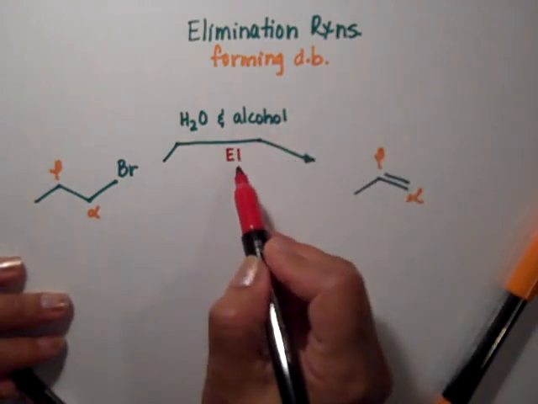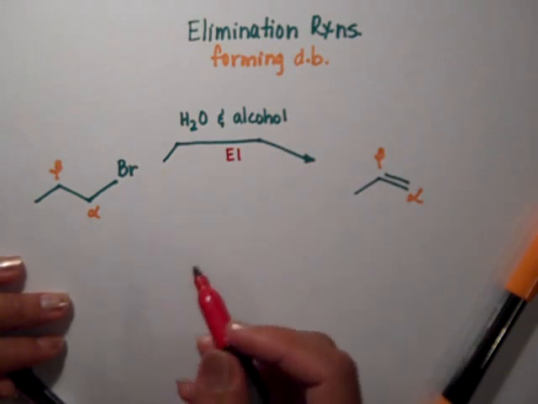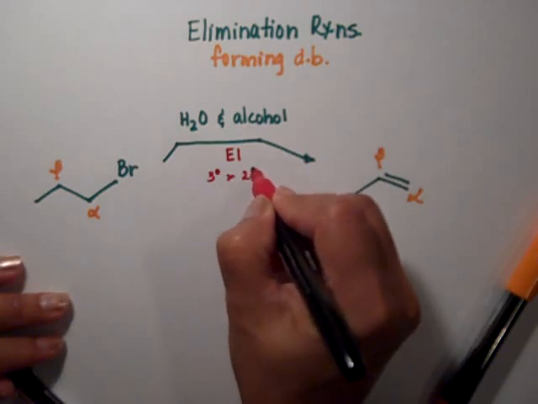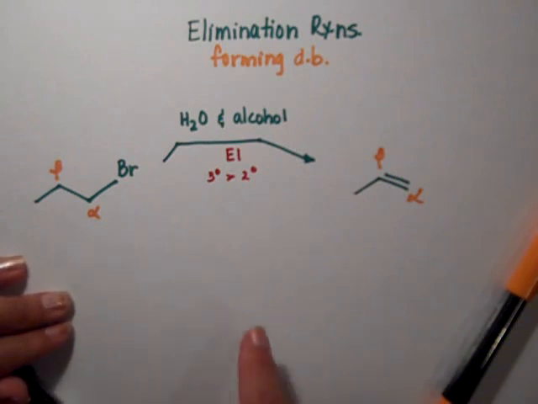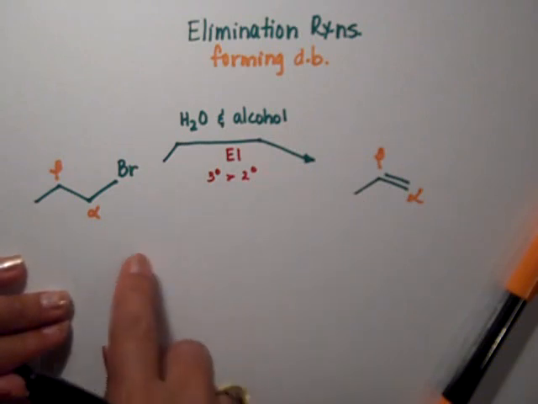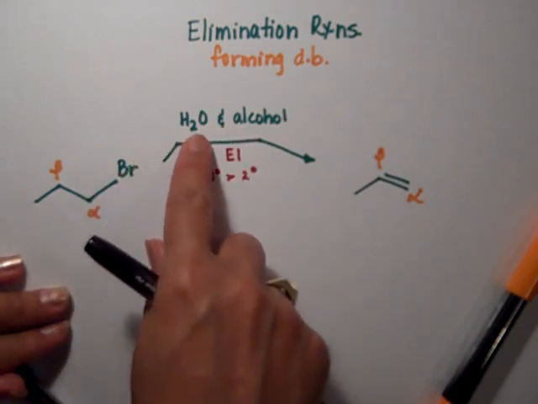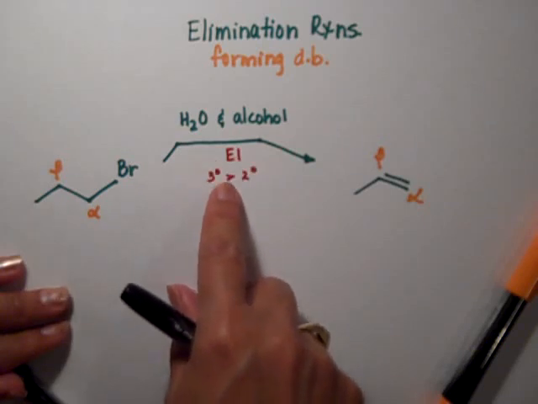And since it's E1, the 1 means that it's a carbocation mechanism. So if you have a tertiary or a secondary alkyl halide, then they can actually undergo the E1. Notice this one is a primary alkyl halide, so if it reacts with a weak base, it's not going to react at all because it cannot do the E1.